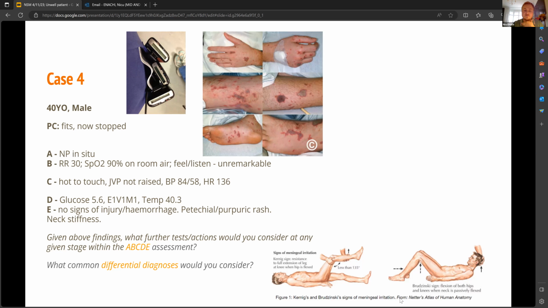His JVP is not raised. He's hypotensive and tachycardic. His glucose is okay. His GCS is 3. He's got a really raging temperature. You also notice all of this rash going on in his body, and he seems to have some neck stiffness. So, okay, thank you. Similarly, what are your actions based on your A, B, C, D, E's? Let me see some responses, please.